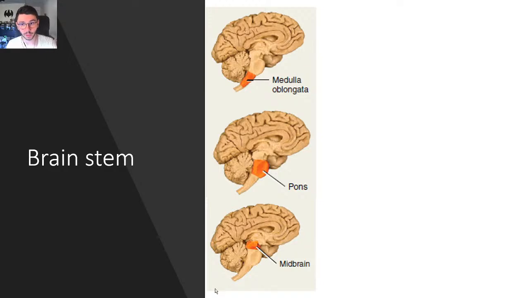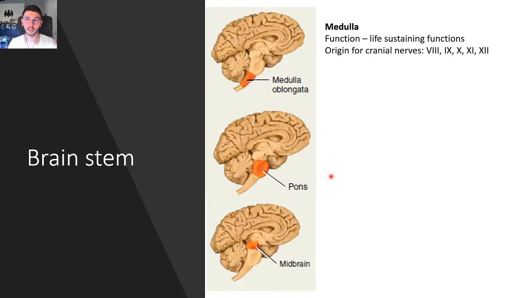So starting from the bottom, we'll talk about the medulla oblongata. Think about the medulla as life-sustaining functions. So these are autonomic and involuntary functions. It's your breathing, your heart rate, your blood pressure, your swallowing. So if you have damage here, or it's something that's known as coning, that's where you have lack of breathing, heart rate, and swallowing. It's bad. It's an emergency.